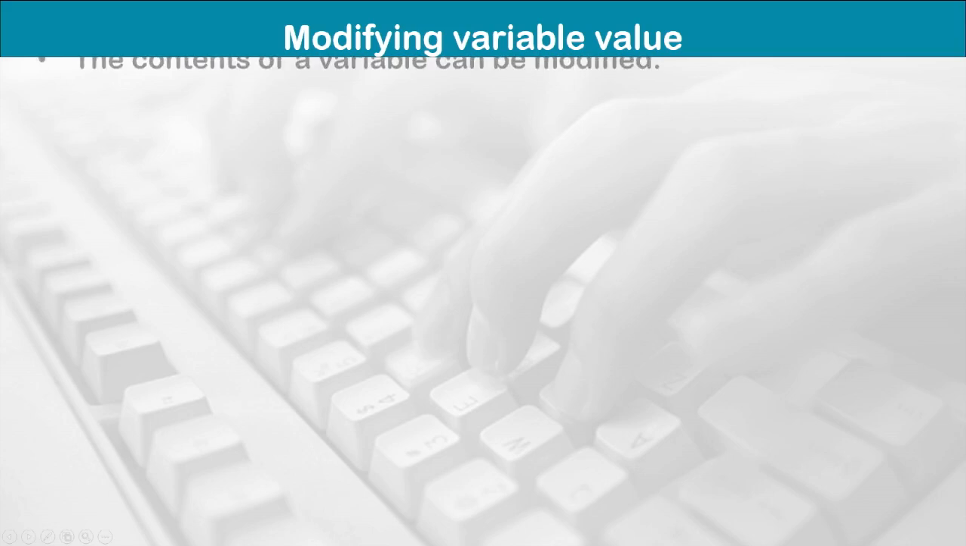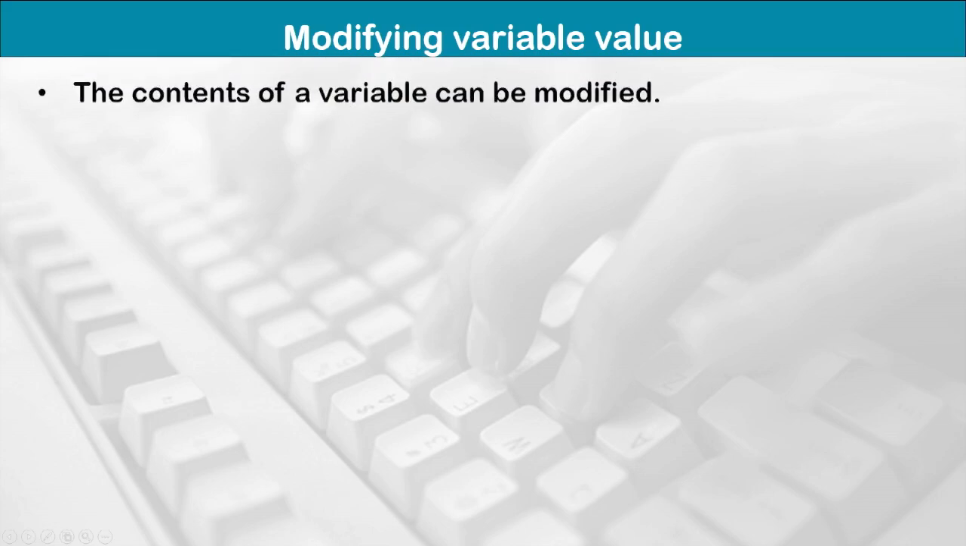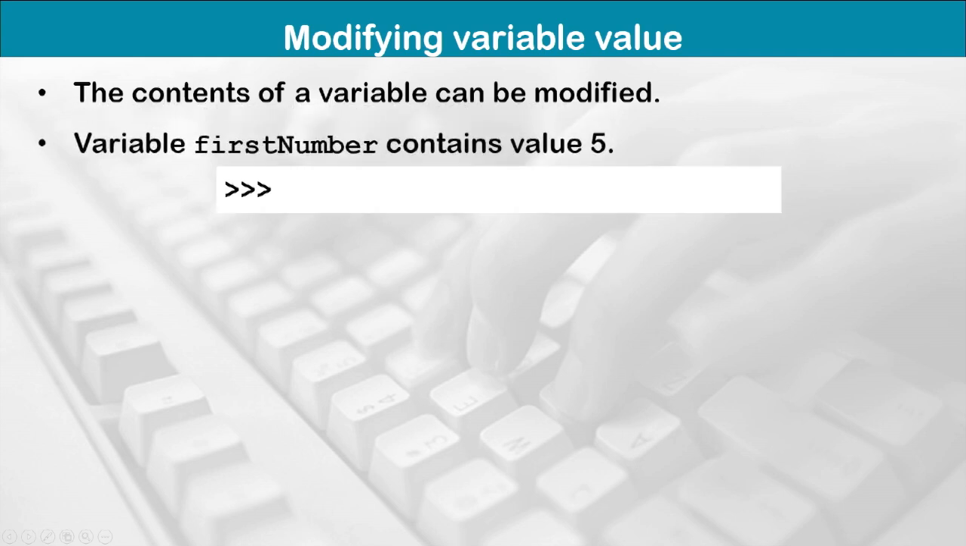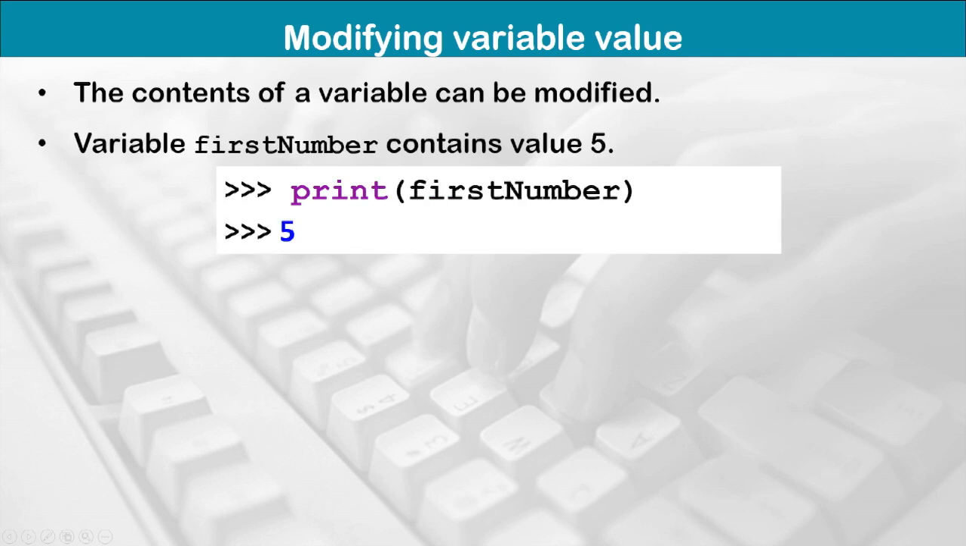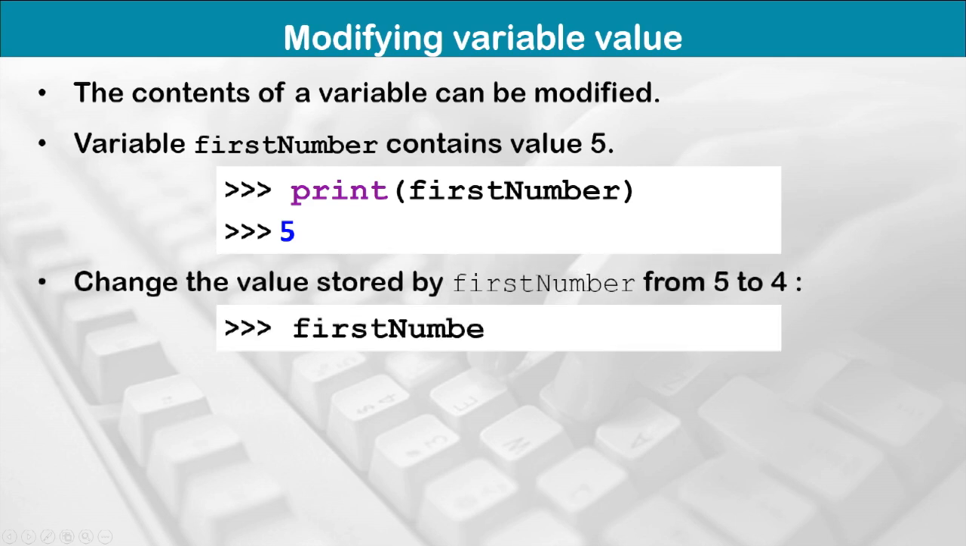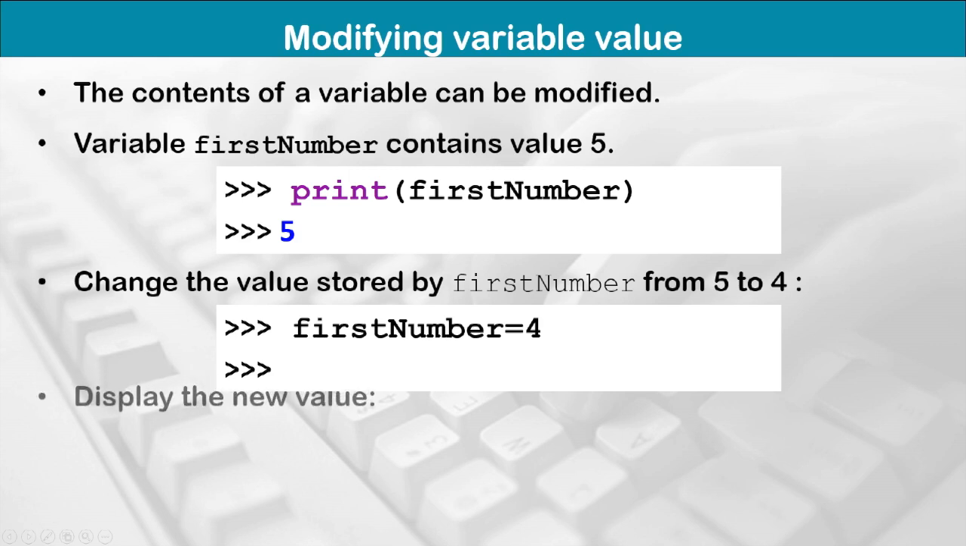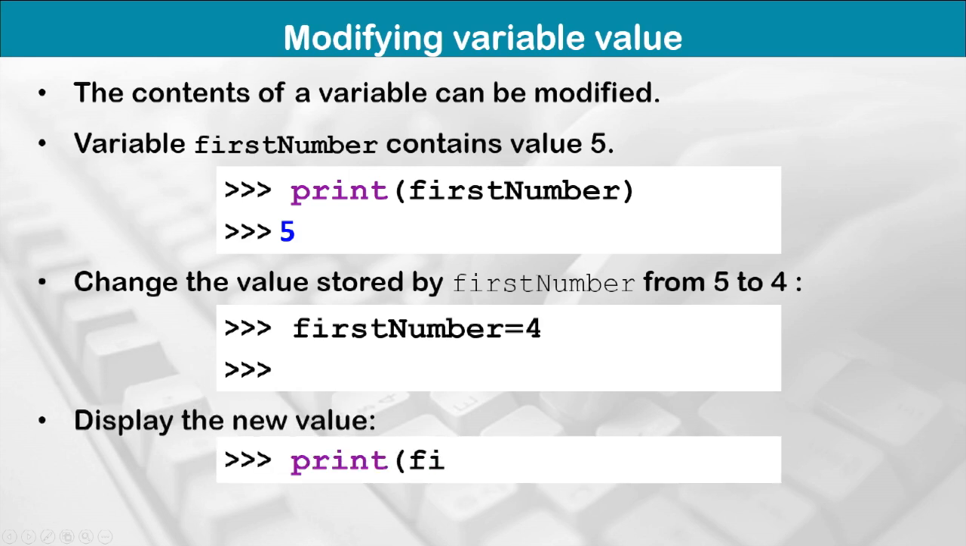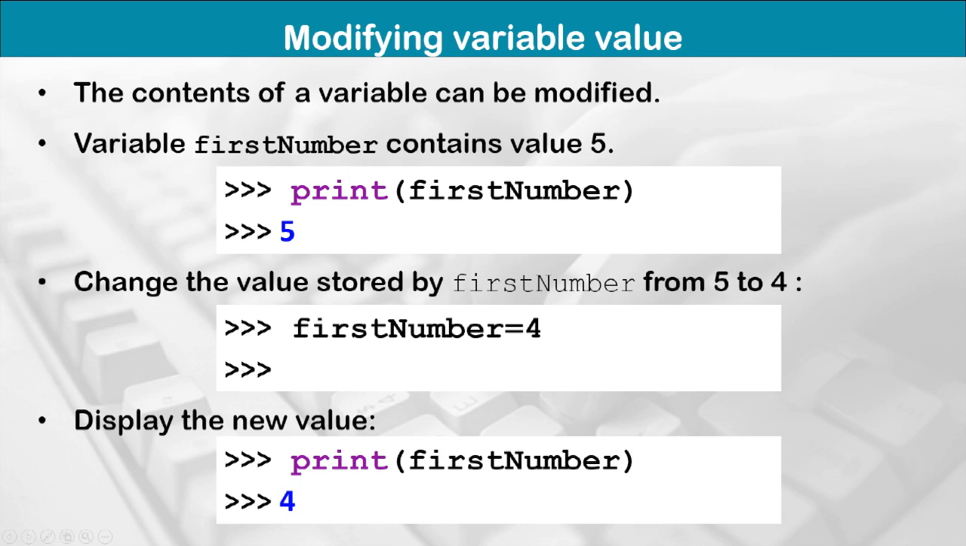The contents of a variable can be modified or updated. We know that the variable first number contains value 5. To change the value from 5 to 4, execute the instruction first number is equal to 4. That is, the value of first number is changed from 5 to 4. Check the new value stored by first number. As expected, first number now stores the value 4.